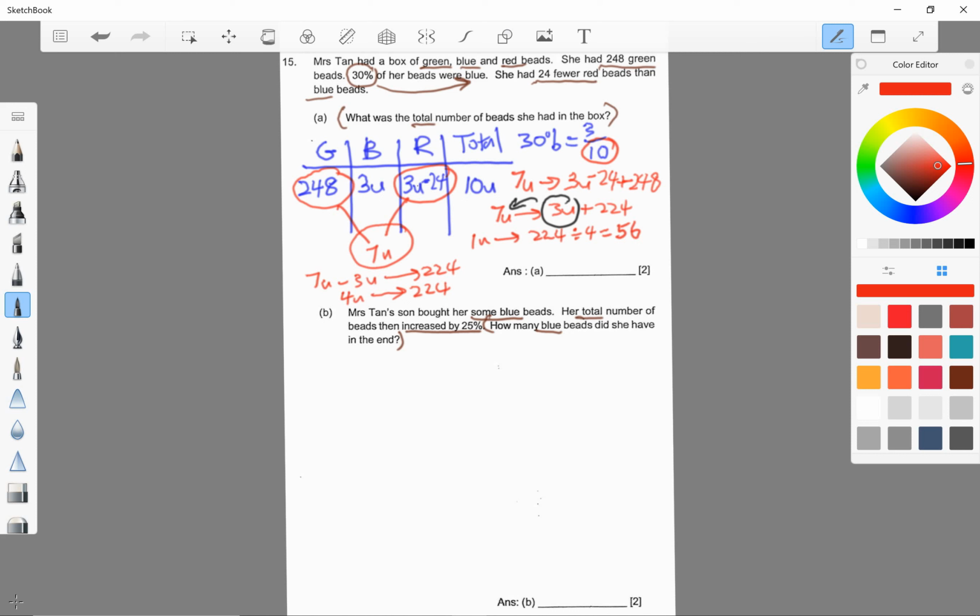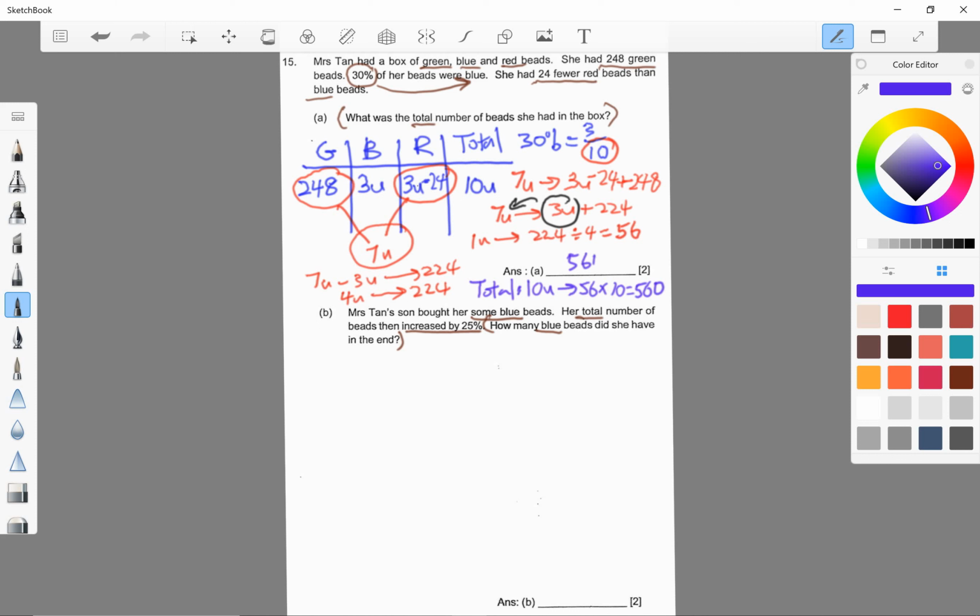And if the question is asking us for the total number of bits, this has got to do with 100%, or in this case, the denominator 10 will be our total. So total will be 10 units, and it will actually be 56 multiplied by 10. Final answer being 560. So there we have it. I have managed to solve part A of the question. I hope everyone is following nicely so far.